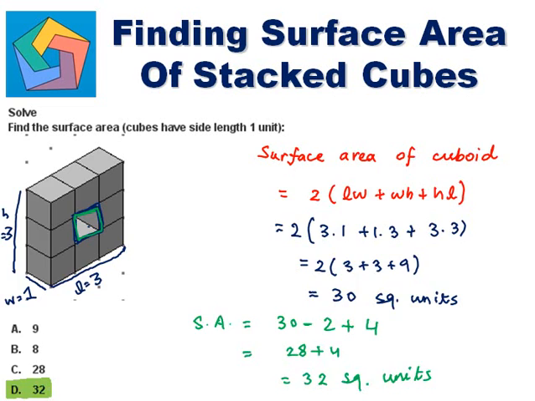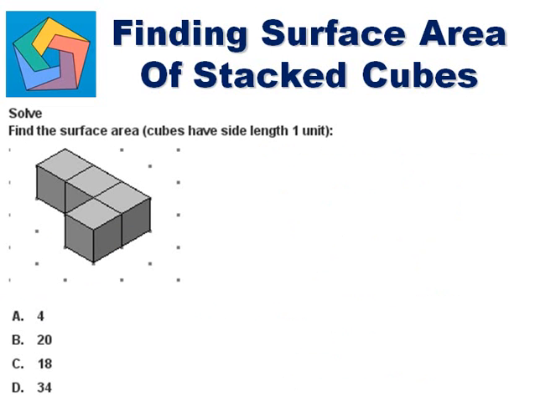Next problem. Solve. Find the surface area. Cubes have side length 1 unit. Now let's divide this figure into a single cube and this cuboid. I'm splitting here.